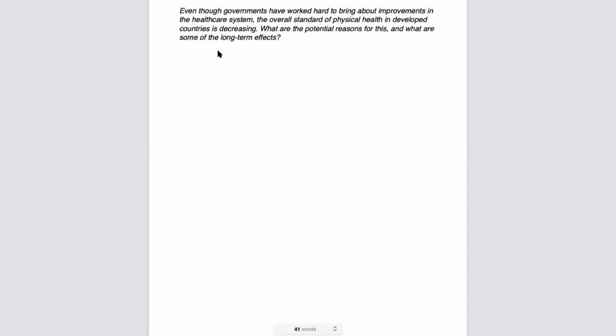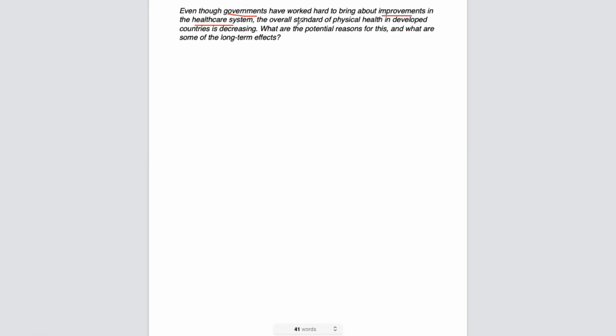So even though, we don't need to underline. It's a good connector, it's a good introduction, but it doesn't give us any information about the question itself. So we can skip even though. Even though governments is quite important, have worked hard to bring about improvements, a great keyword here, in the healthcare system. Now, this is important because it's specific about what the governments have brought improvements towards. So far we have governments, improvements, and healthcare system.